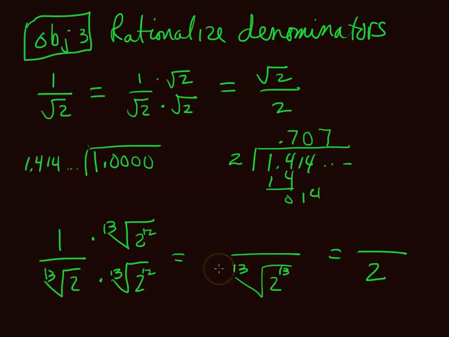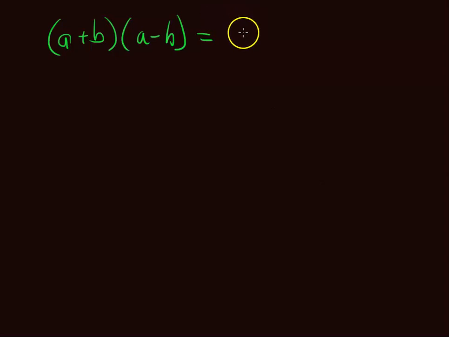Now, there's also another situation that brings up our a plus b times a minus b. What do you get when you multiply that together? Do you remember this special product? This is a squared minus b squared.